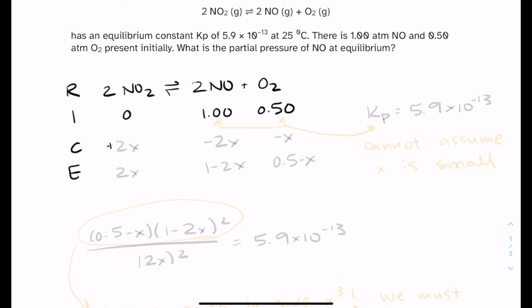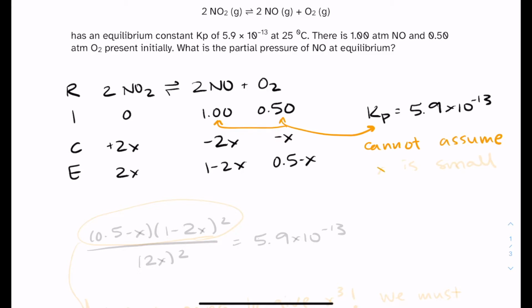I have my reaction here. Initially, I have 0 of my reactant. I have 1 atmosphere of NO and 0.5 atmospheres of O2. And I'm just going to go straight forward through this and see what happens. So fill in my change row, carry it down to my equilibrium row, and look at my equilibrium constant in comparison to what I'm starting with based on my initial conditions, and I cannot assume that x is small.